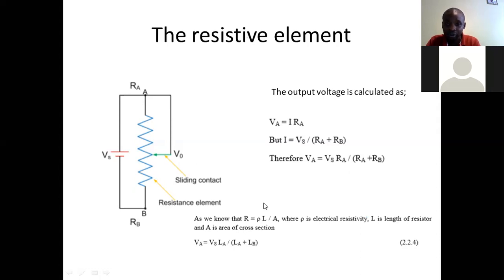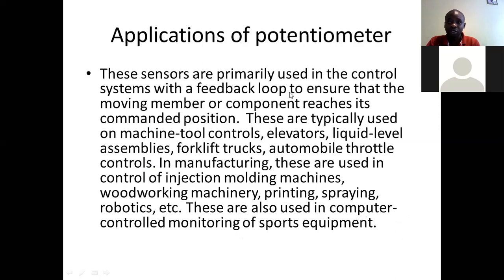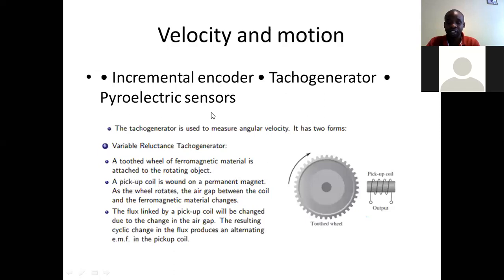So what you're going to have here, as you can see, is a relationship between the output voltage and the length or the displacement. So any change in displacement will result in a change in output voltage. We have some applications of potentiometers here. They are used on machine tool controls, elevators, forklift trucks, and all these which have been mentioned here. Molding machines. They are used in computer-controlled monitoring of sports equipment. So all these are some of the areas where they are also applied, basically to change the change in displacement to give an output voltage based on Ohm's law.